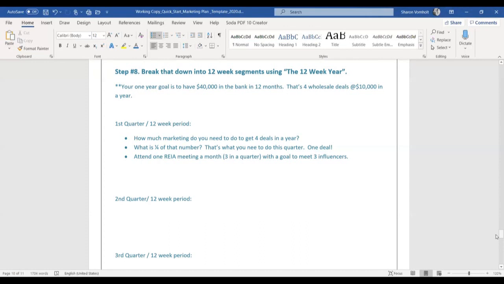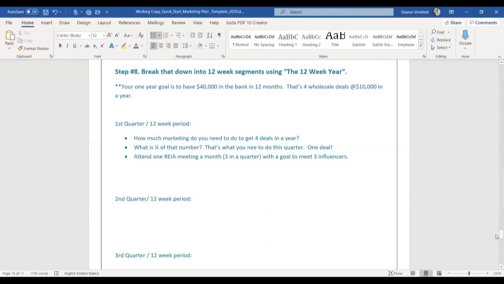Okay. What does that look like as far as my marketing? How many direct mail pieces? If I attend 1 RIA meeting a month, that's 3 meetings in a quarter with a goal to meet 3 influencers, people that are actively doing this business. Then you've got a plan. You've got a plan for getting to where you want to go.